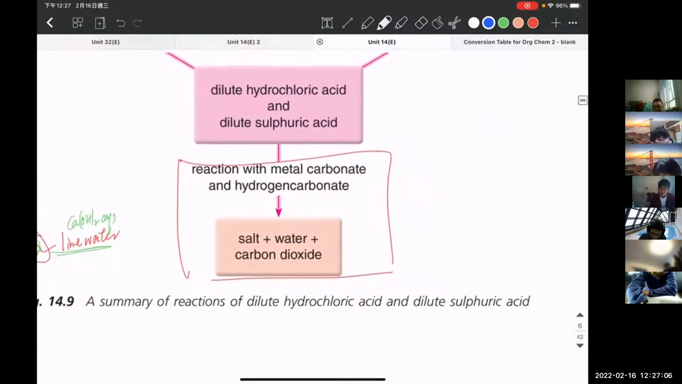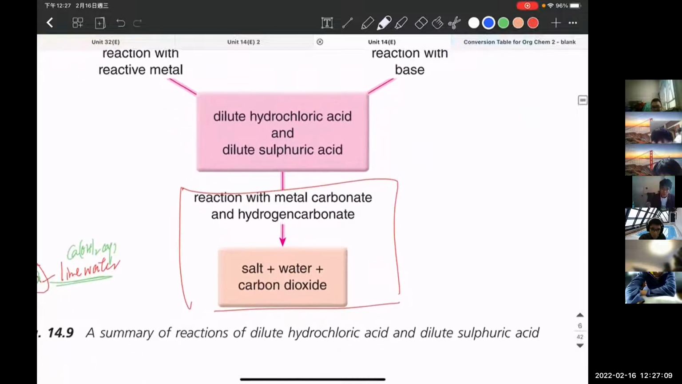Can you see it? So what is the hidden message? If you got the white salt, the solid, and I add dilute acid to it, it gives effervescence. I test the gas, and it will turn lime water milky. Can we say for sure that it is metal carbonate? The answer is no. You can only say that it can be metal carbonate or metal hydrogen carbonate. Can you get my point? We have got two cases.